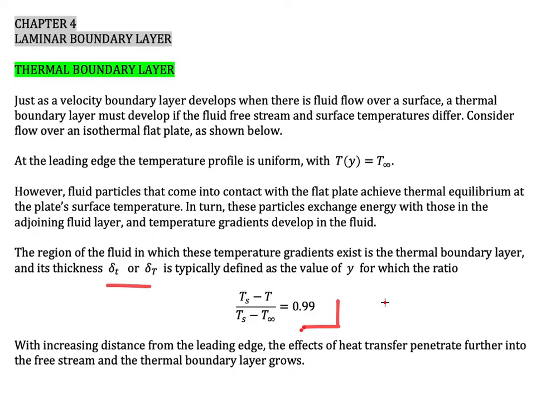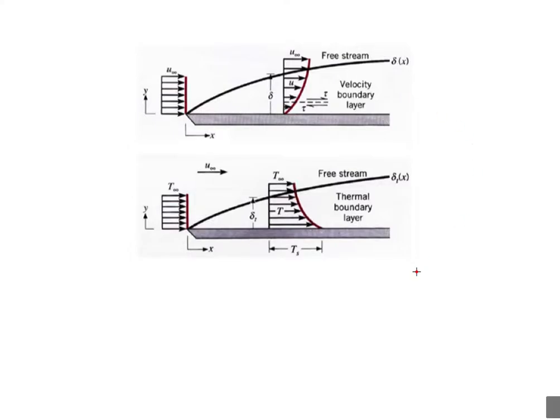With increasing distance from the leading edge, the effect of heat transfer penetrates further into the free stream and the thermal boundary layer grows. So here, I think this diagram is easier for you to understand about the thermal boundary layer. Previously, we discussed the boundary layer, but that definition is actually on the velocity. So in this term, we differentiate whether the boundary layer is caused by the difference of velocity or the difference of the temperature gradient.